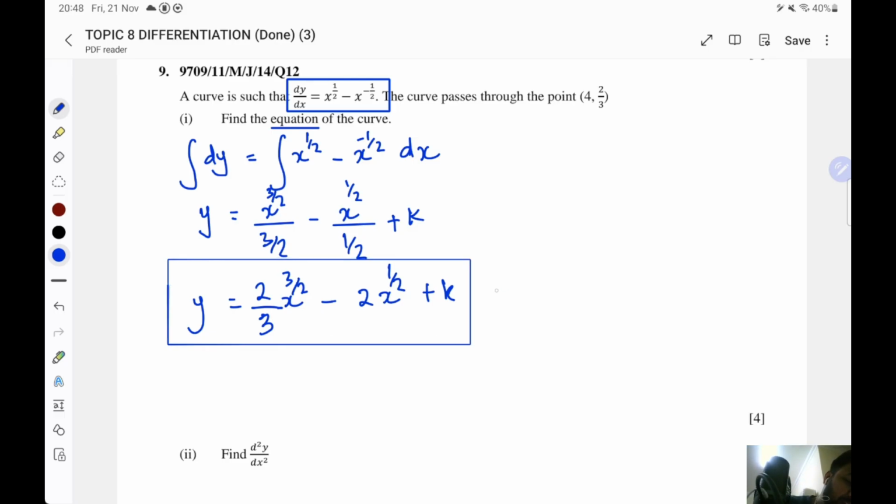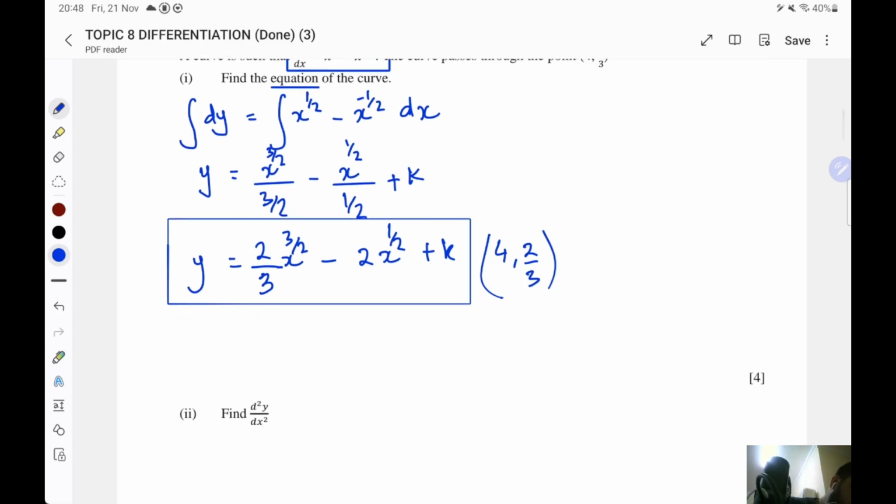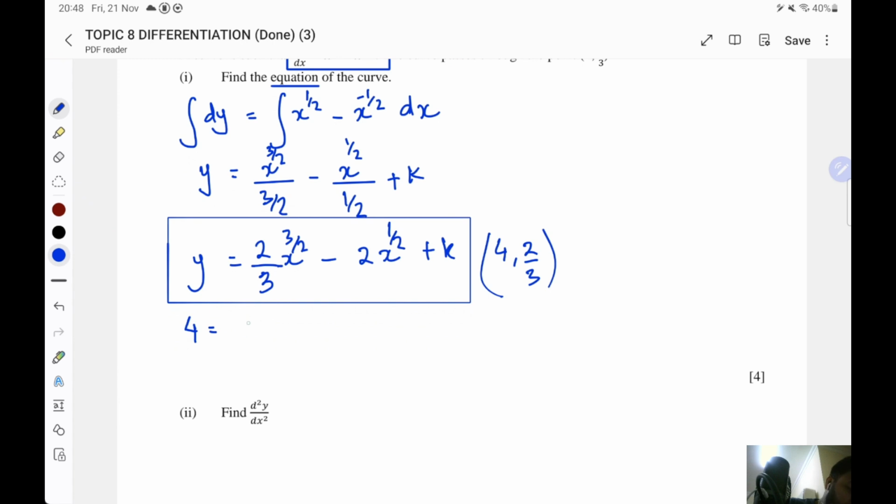He said that the curve has a point which is (4, 2 by 3). Let me substitute it here to find the value of k. 2 divided by 3, 4 power, sorry, it's 2 by 3 here, 3 by 2 minus 2 bracket 2 by 3 plus k.